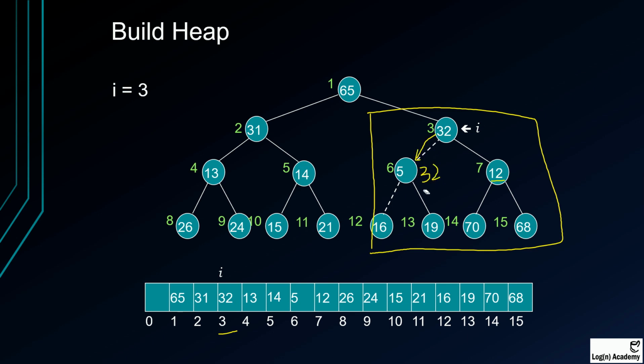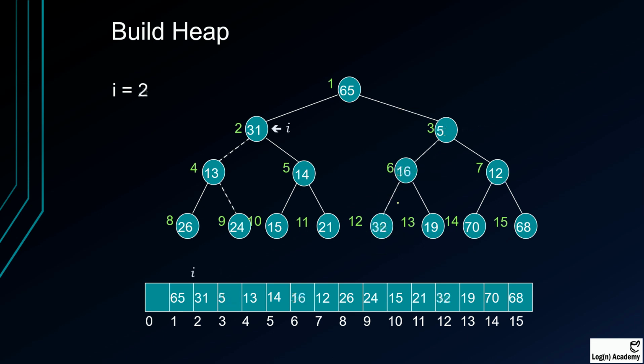Now we will check again, is 32 greater than 16 and 19? Yes, it is greater than 16 and greater than 19. But 16 is the least value, so we will swap 32 with this one. So the final destination of 32 will be index number 12, and 16 will take the place at index number 6. So as you can see, 16 is at index number 6 and 32 is at index number 12.